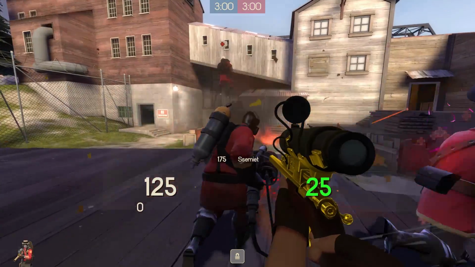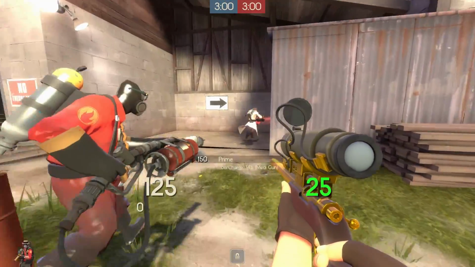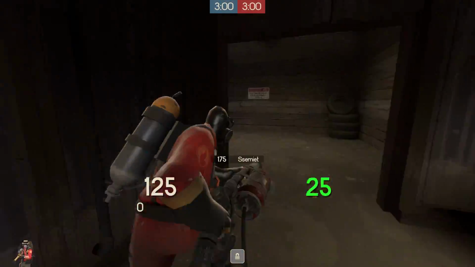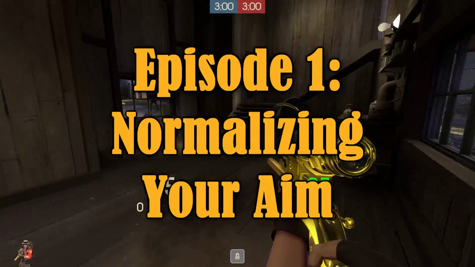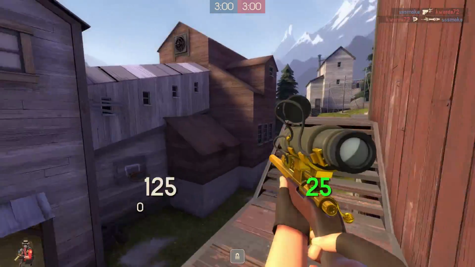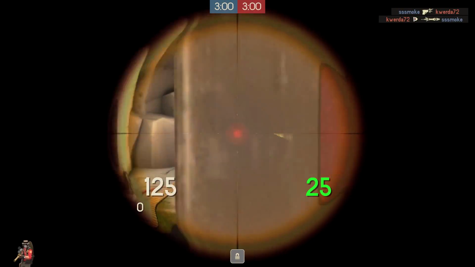We're going to start off with something simple. Before we can really talk about how a sniper thinks, we got to really talk about how a sniper aims. So we're going to be talking about normalizing your aim and some terms related to aiming. So to start off, let's just knock out a couple of terms.